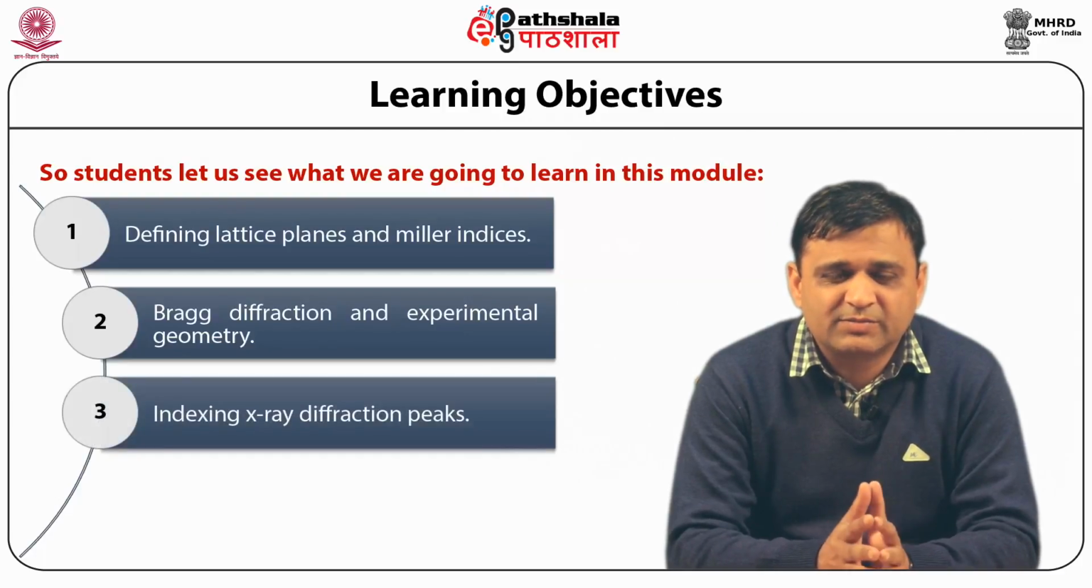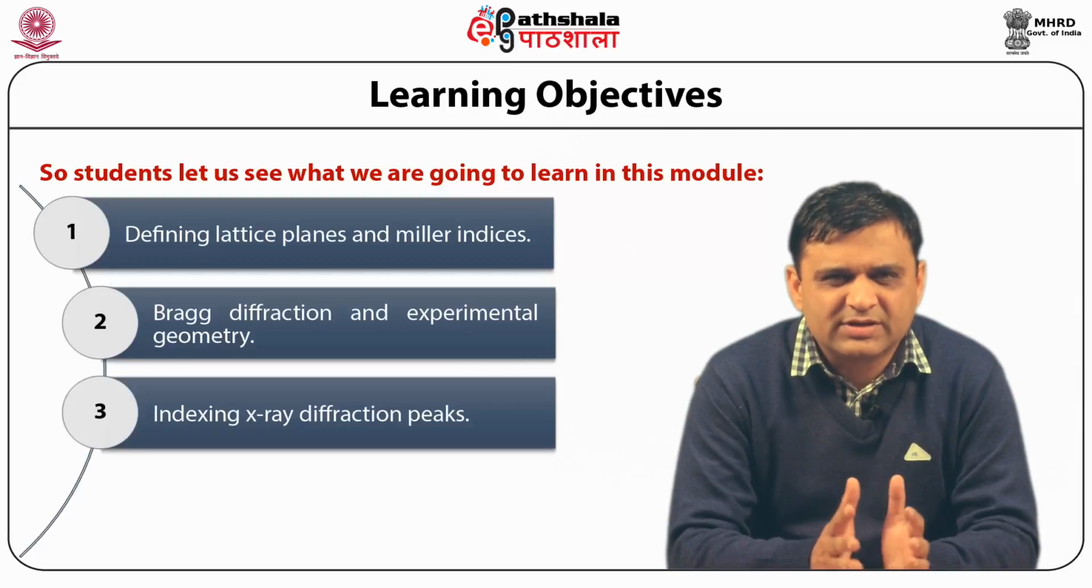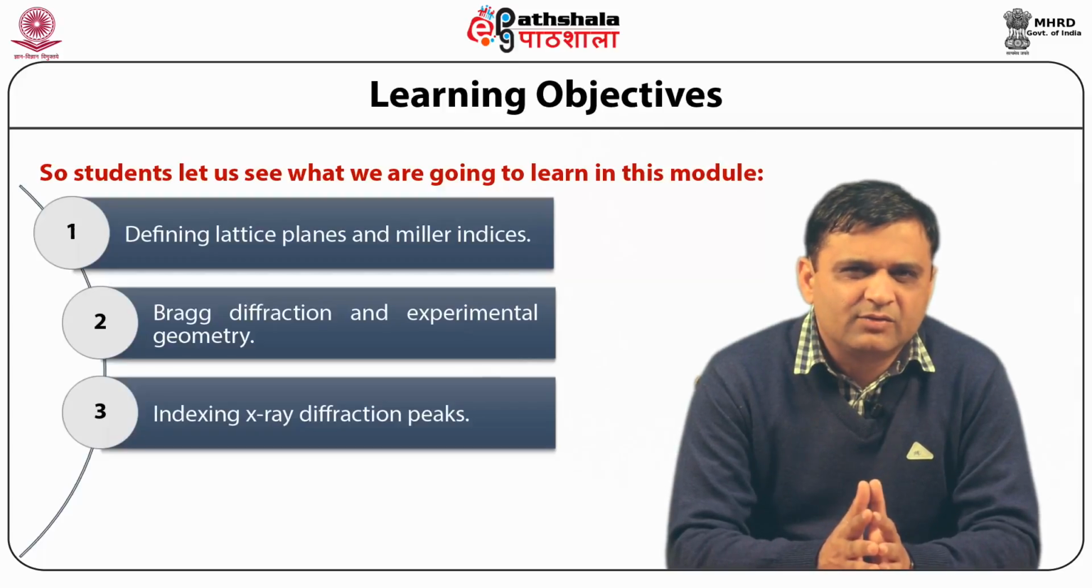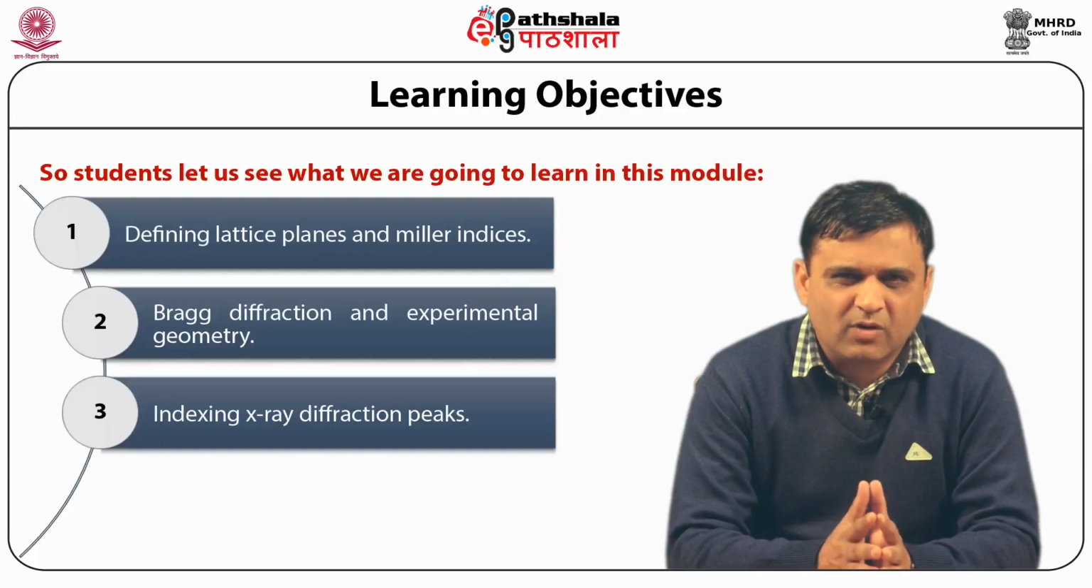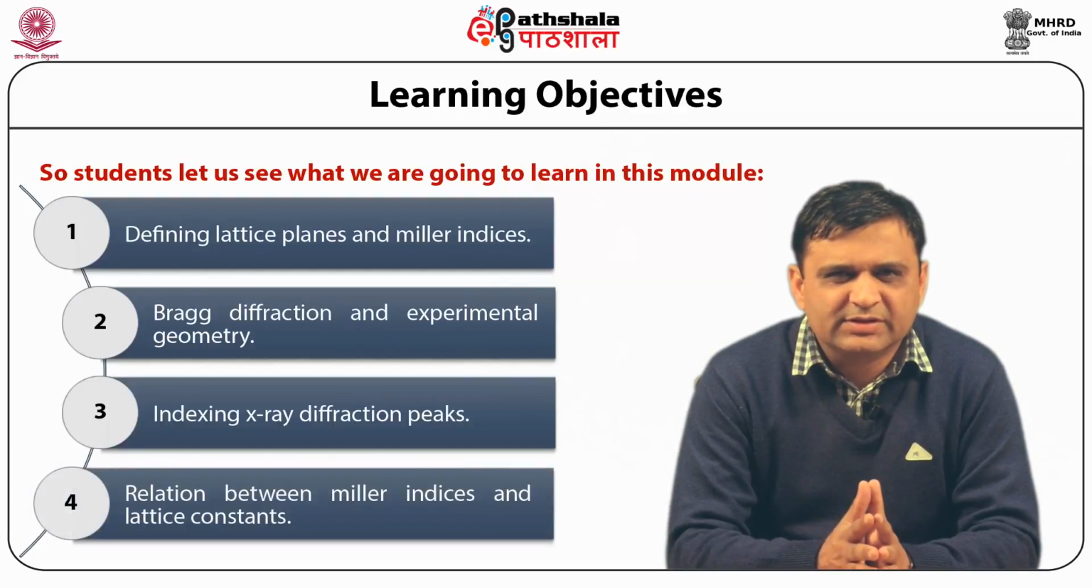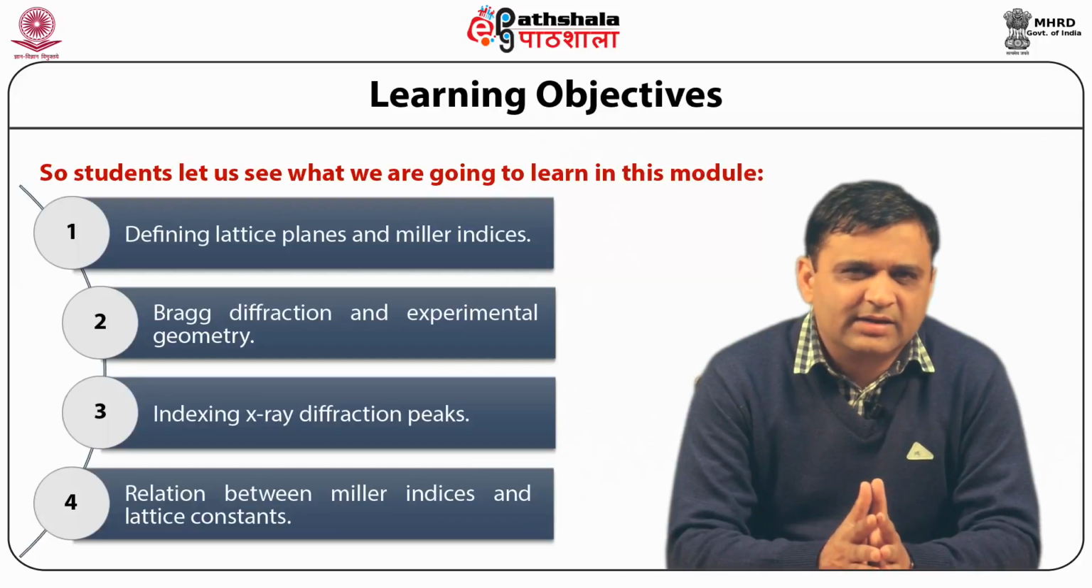In an X-ray diffraction pattern we obtain several peaks, or signals of crystallinity. So how are we going to index them so that we understand which planes they belong to? And there is a relation between Miller indices and lattice constants. So these are the things we are going to discuss. Let me give you a brief introduction to what we are going to do.